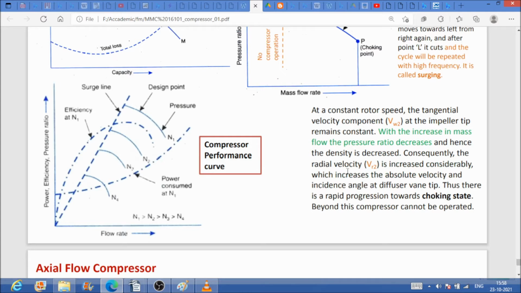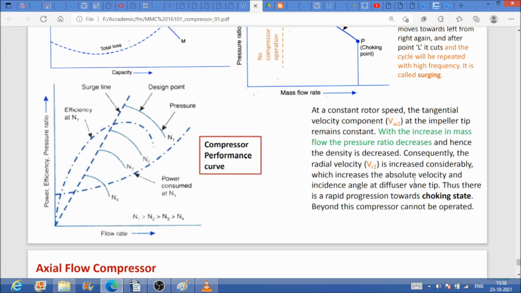Consequently, the relative, not radial velocity, the relative velocity is also increased considerably. And when relative velocity increases, what happens? The absolute velocity also will get increased, as well as the incidence angle at the diffuser vane tip also increases. And what happens?